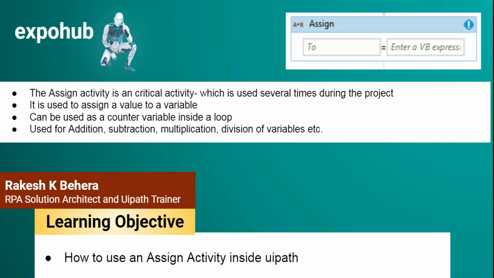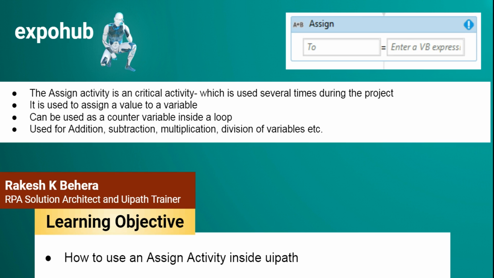So today in this tutorial we are going to learn about the assign activity. Assign activity is a very critical activity that you will be using inside a project, and it is used to assign a value to a variable. Let's say you want to sum two different numbers, you want to add two numbers. That is where we'll be using the assign activity.